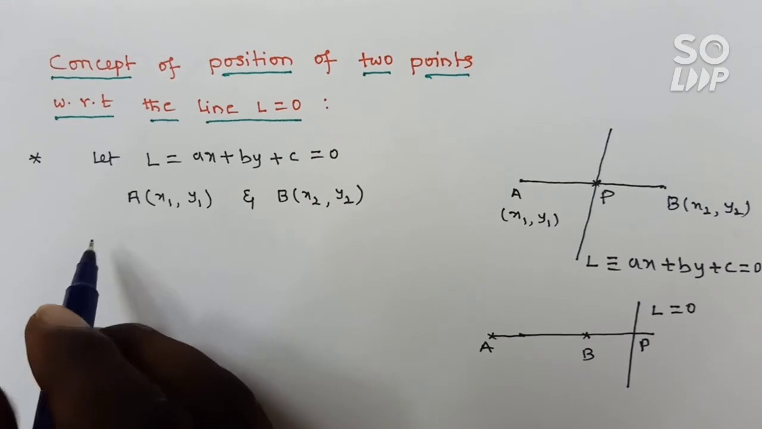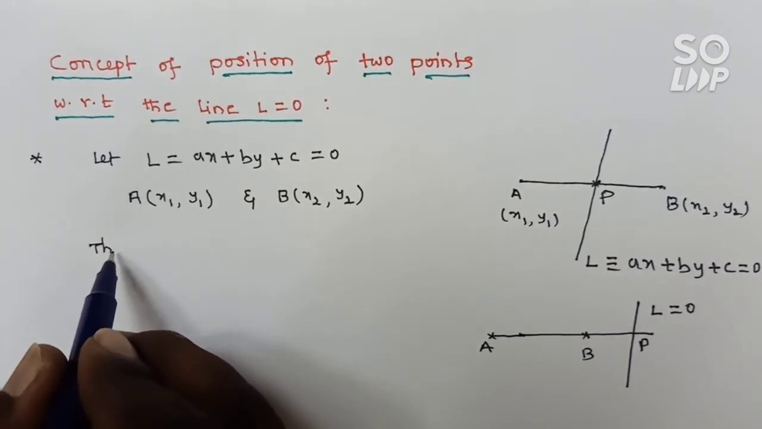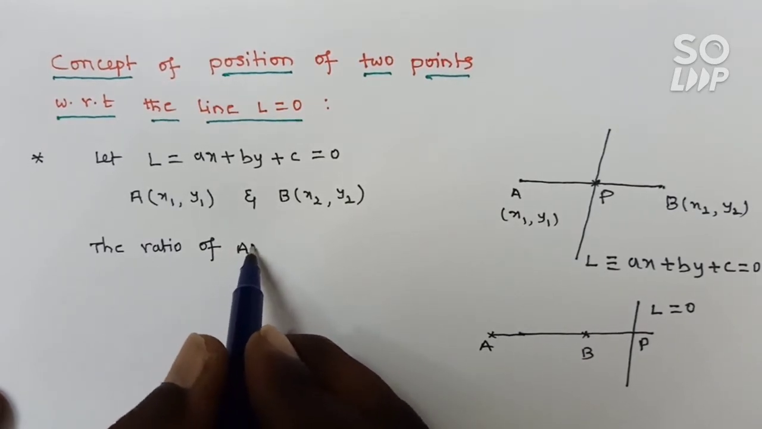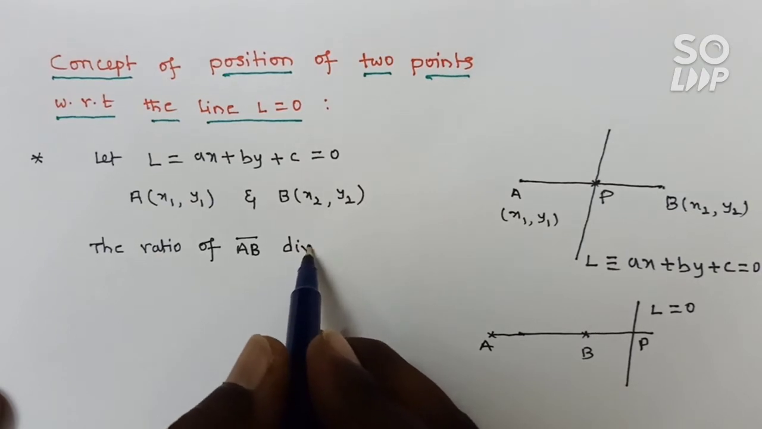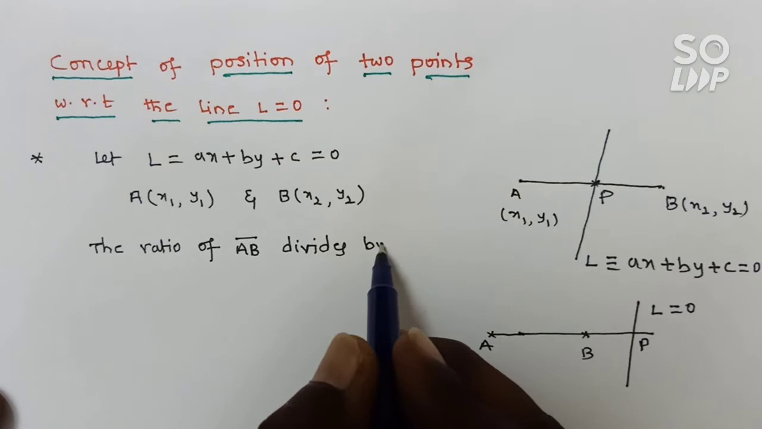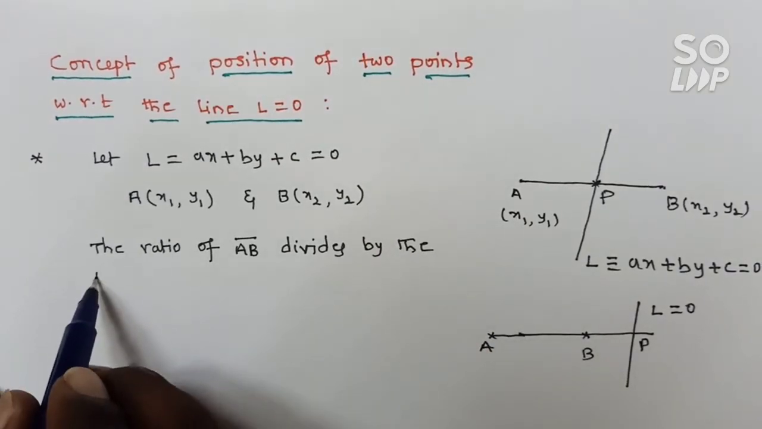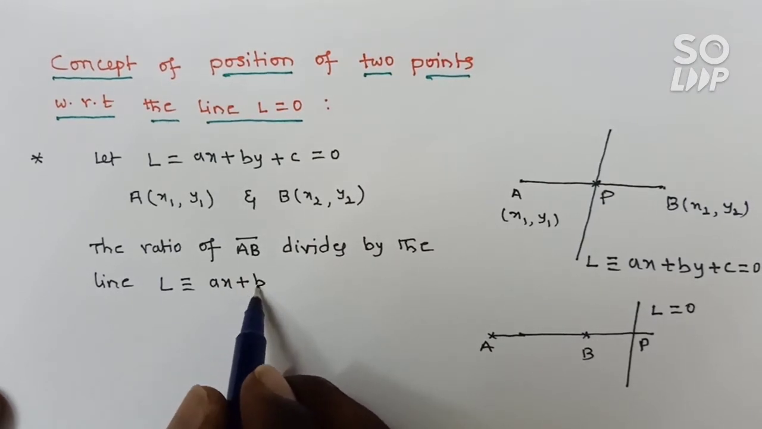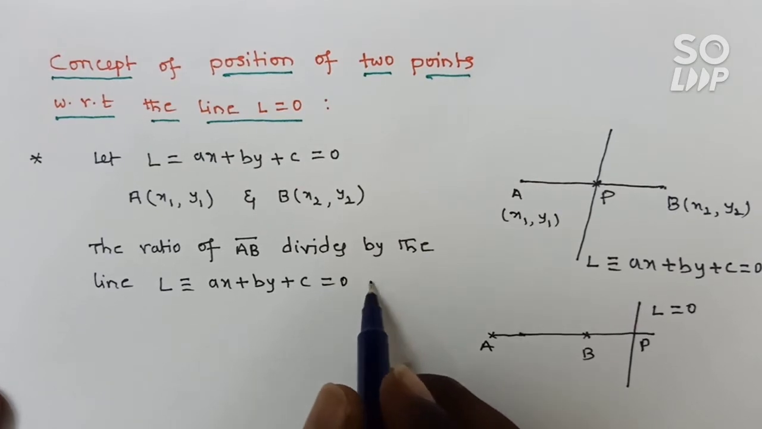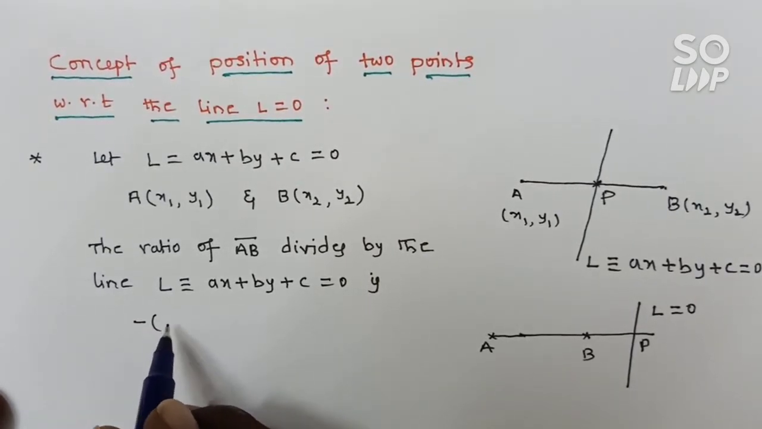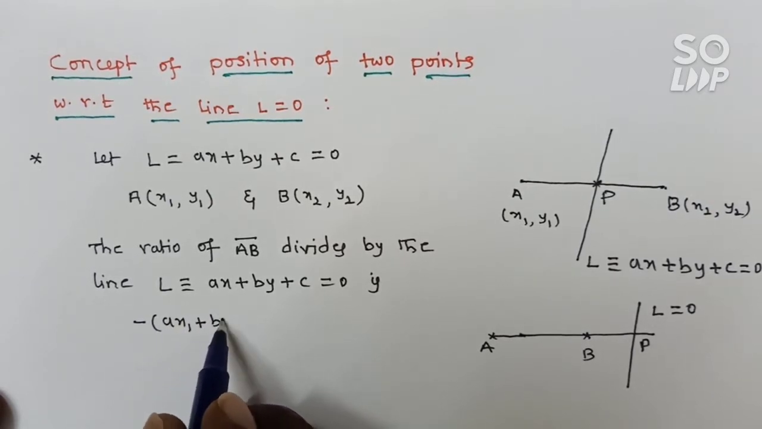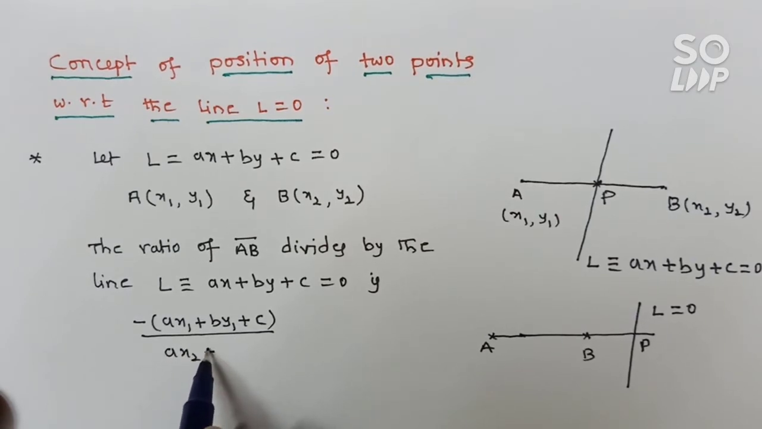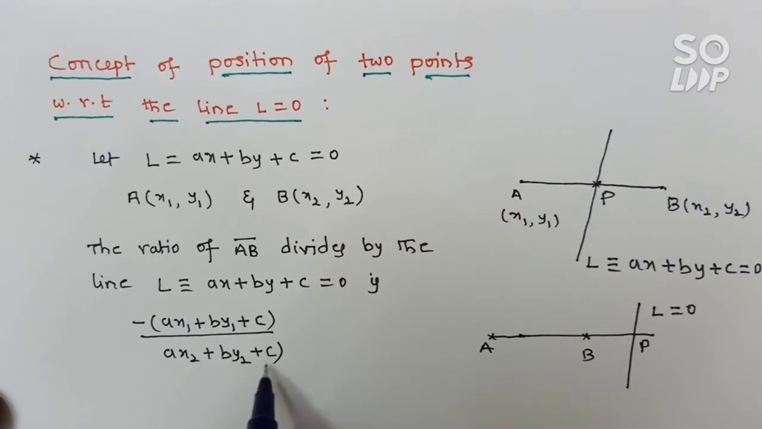Here the ratio in which AB is divided by the line L equals ax plus by plus c equals 0 is minus of (ax1 plus by1 plus c) whole divided by (a into x2 plus b into y2 plus c). This one is the required ratio.